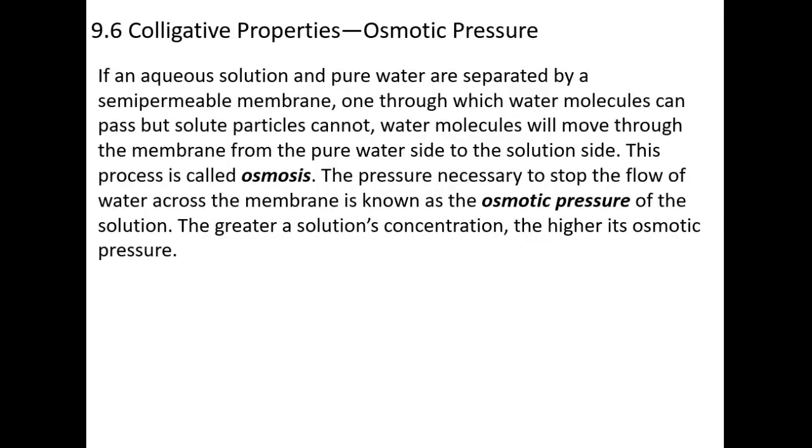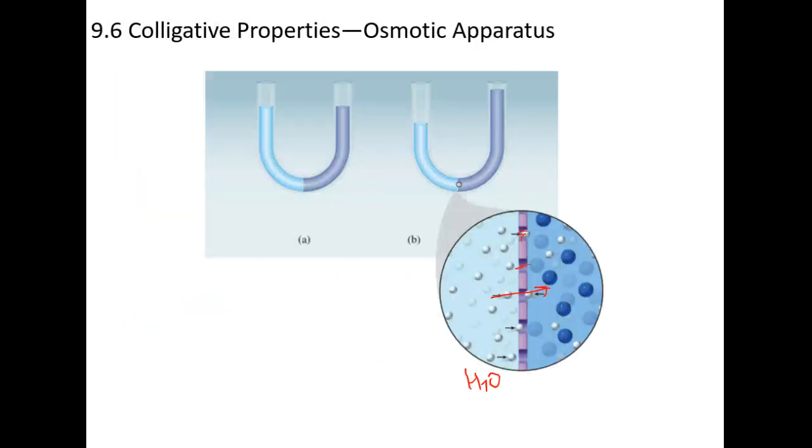So if you read this, an aqueous solution and pure water are separated by a semi-permeable membrane, one through which water molecules can pass, but solute particles cannot. Water molecules will move through the membrane from the pure water side to the solution side. This is called osmosis. The pressure necessary to stop the flow of water across the membrane is known as the osmotic pressure of the solution. The greater the solution's concentration, the higher the osmotic pressure. Okay, so basically the pressure involved in having the water flow through here is osmotic pressure, but that's basically what osmosis is. All right, so I believe that is it for this chapter.